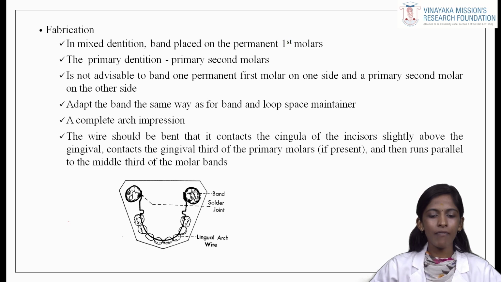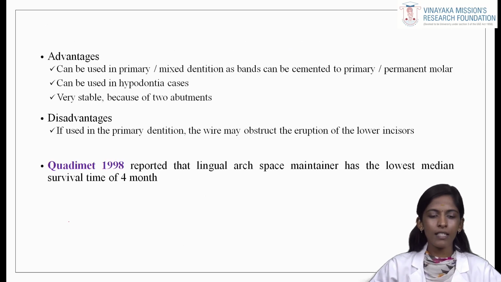Adapt the band the same way as for band and loop space maintainer, and a complete arch impression is taken, and then the wire should be bent so that it contacts the cingulum of the incisors slightly above the gingival, contacts the gingival third of the primary molars if present, and then runs parallel to the middle third of the molar bands.